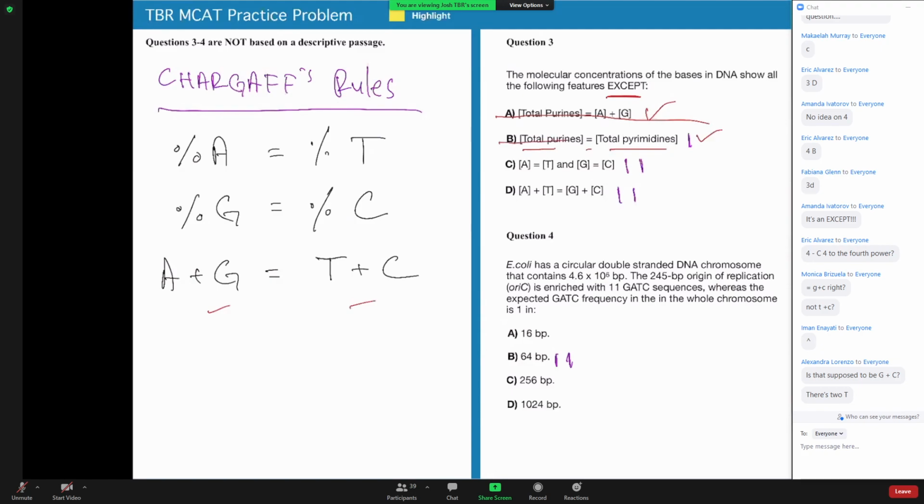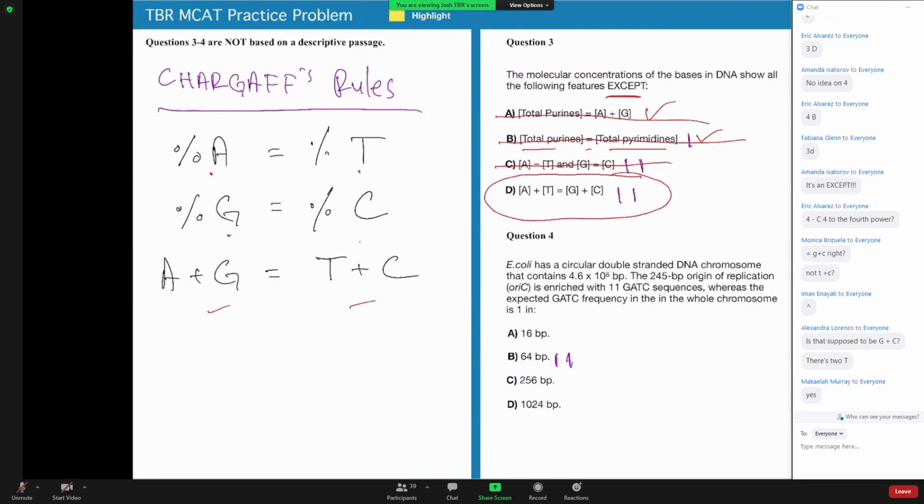So now we can eliminate choice B. And then A equals T and G equals C. That is correct. And so the last one doesn't make any sense. Does everyone see that? Great, thank you.